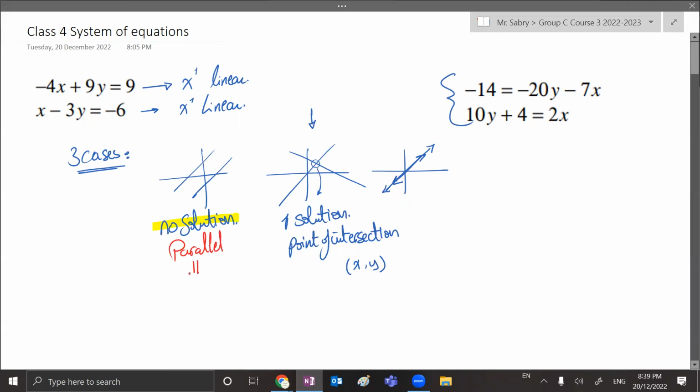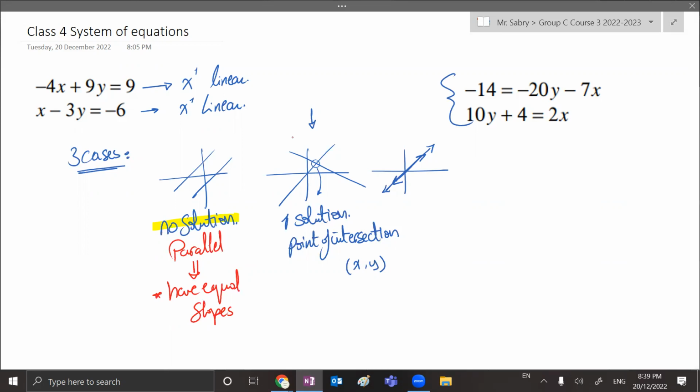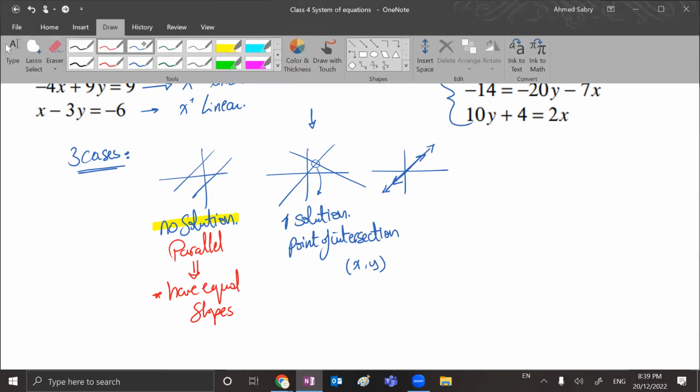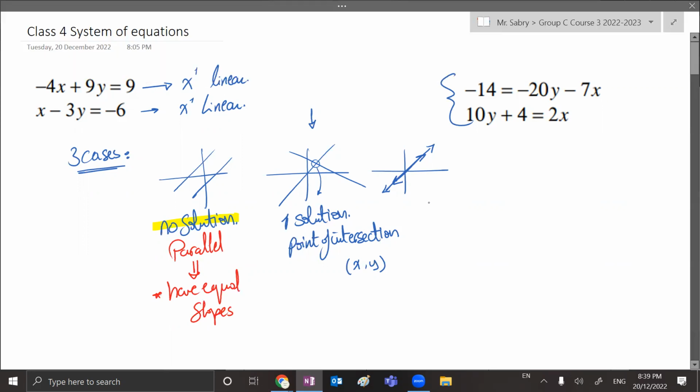And that also means these two lines have equal slopes. So here's the most important thing. If I say that a system of equations has no solution, that means that the slopes are equal. The slopes are equal. On the other hand, the third one has infinitely many solutions, or infinite solutions, because each point on the line is considered a solution.